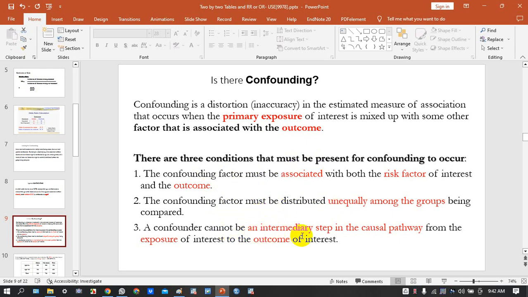3. A confounder cannot be an intermediary. It cannot be found in the causal pathway. The confounder should not cause the disease. It should rather associate with the exposure to cause the disease, or the disease itself should be associated with the confounder.